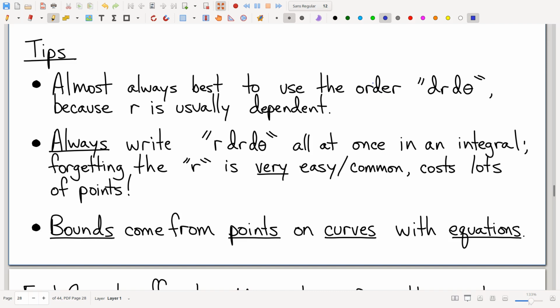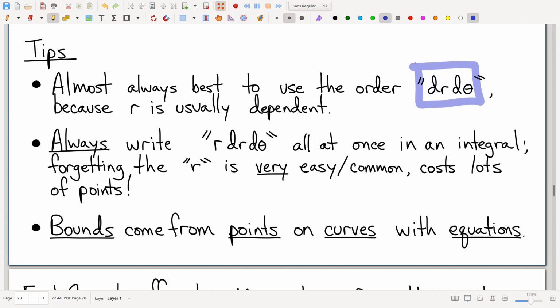So there are a couple of tips and tricks I think are really useful. Good news, even though you do have 2 different choices for the order, in practically all cases, you should use this order. So I would suggest don't even think about it. Don't even consider the possibility of doing d theta dr. I've never seen what I will call a naturally occurring example where d theta dr was a better choice. And it's been a lot of years, and I've done a lot of integrals in polar coordinates.